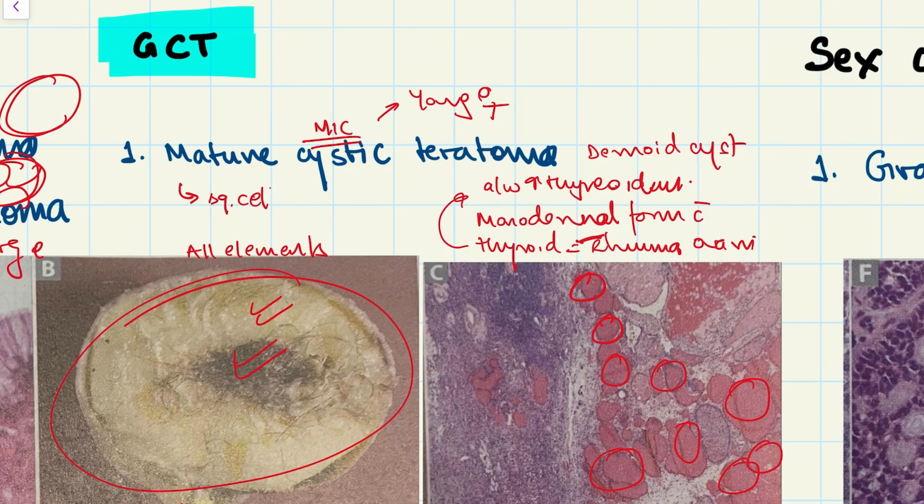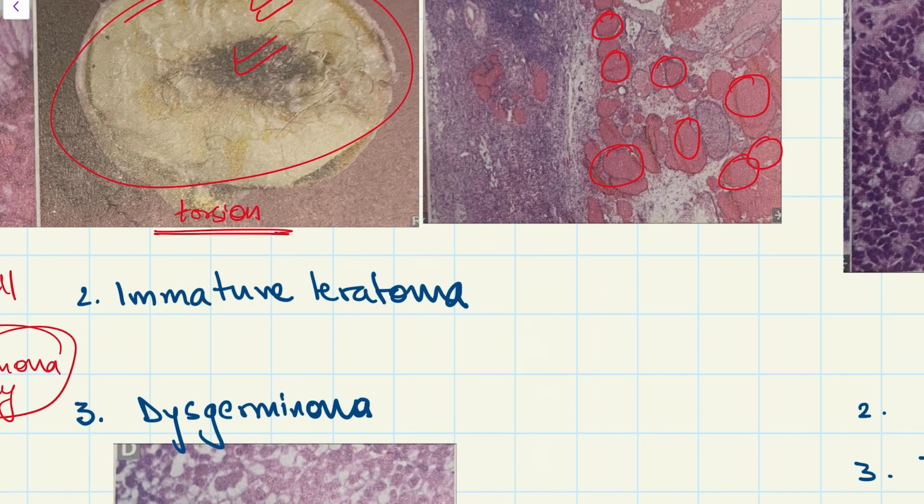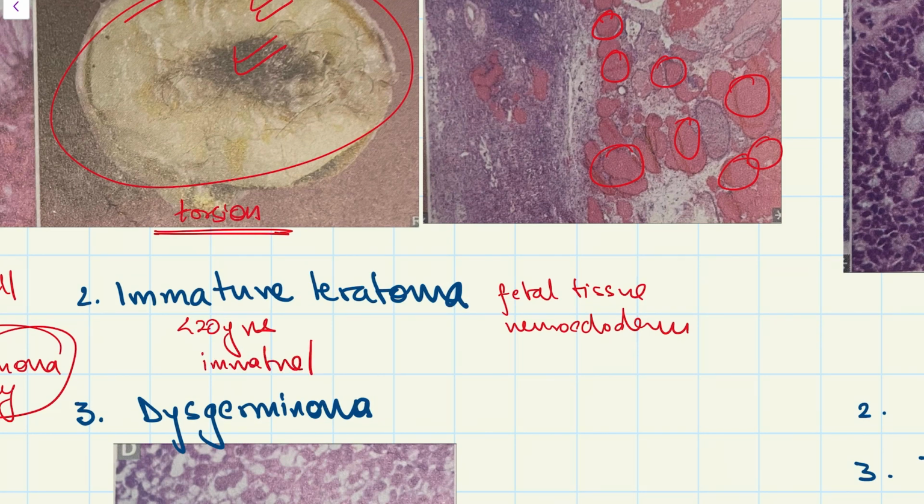Next is an immature teratoma. It is malignant and aggressive. It contains fetal tissue and neuroectoderm. It is commonly diagnosed before the age of 20 years and it is typically represented by immature or embryonic like neural tissue.